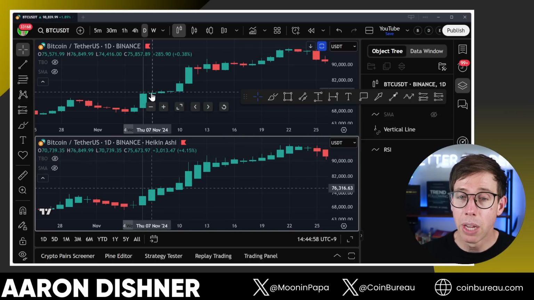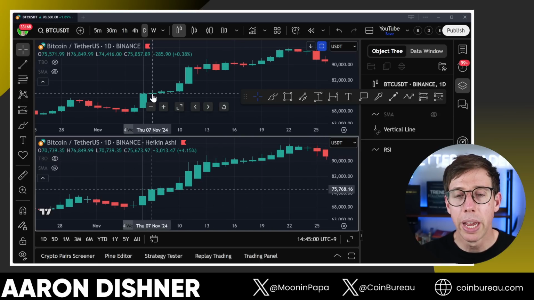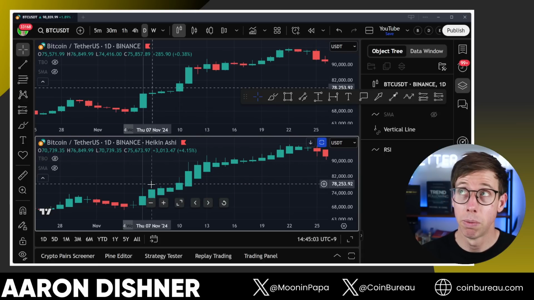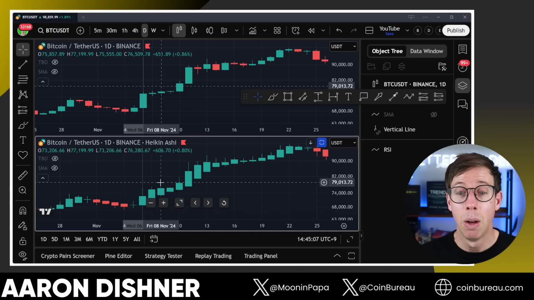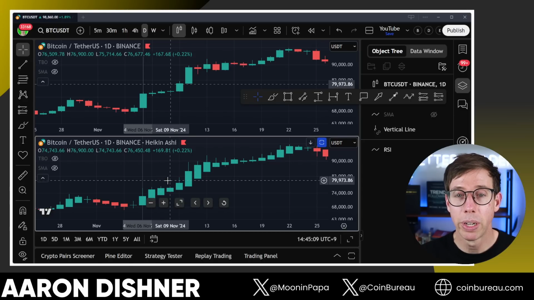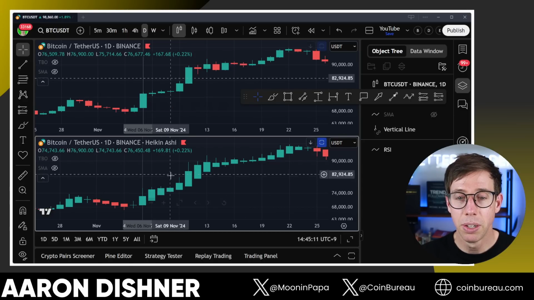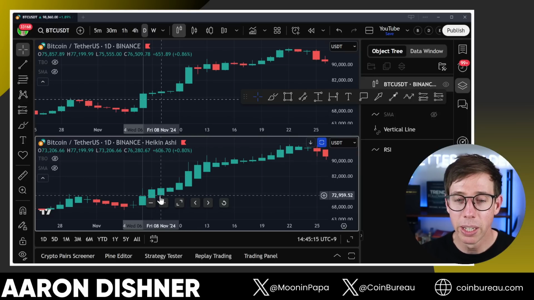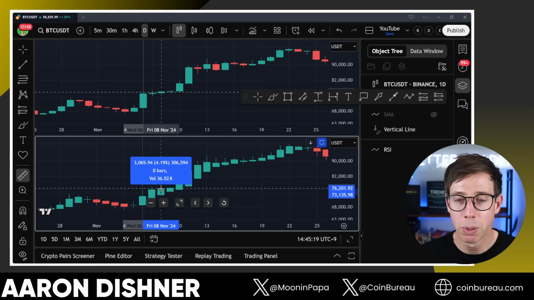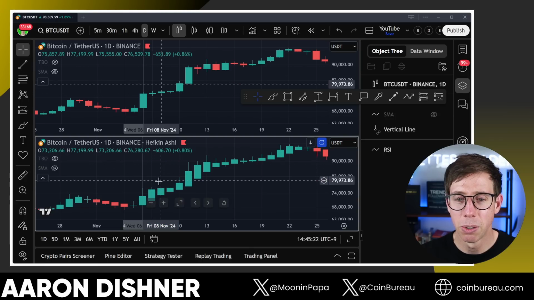Look, right here. On Thursday, November 7th, it was a close of 0.38%. But for Heikin Ashi, it's a 4% close. Right here, 0.86%. Right here, 0.80%. Then we have 0.2. This one is 0.2. So yes, it looks like it's almost the same, but really looking at this price action, 73K to 76K, that's really a 4% close right here.